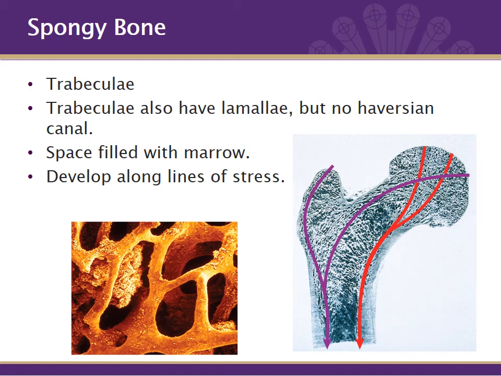Since spongy bone is closer to the bone marrow, it is closer to more of the nutrients and doesn't need the central canal to transport those nutrients. Spongy bone develops along lines of stress and serves to disperse stress and pressure, which allows for strength without weight.